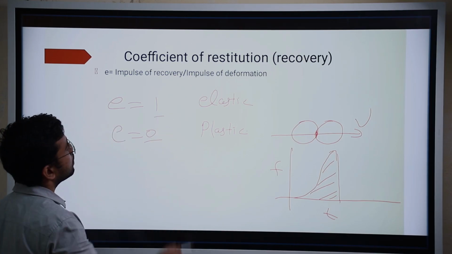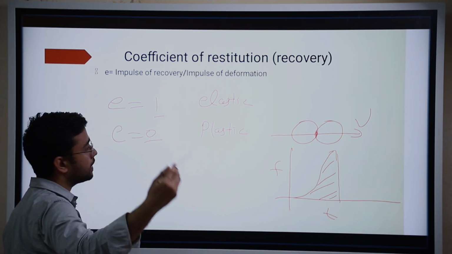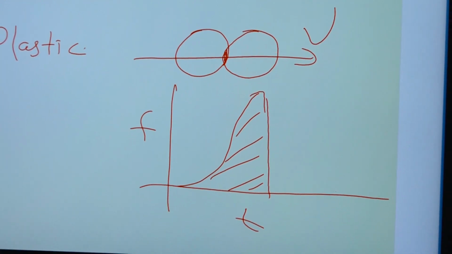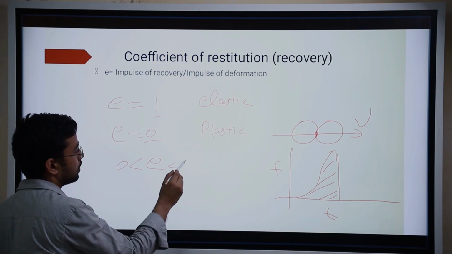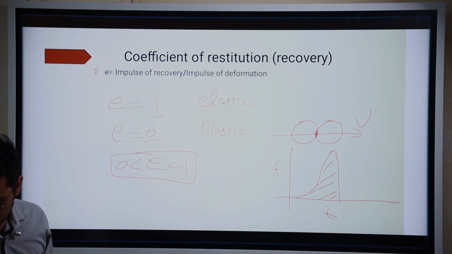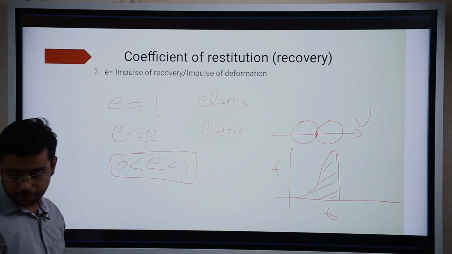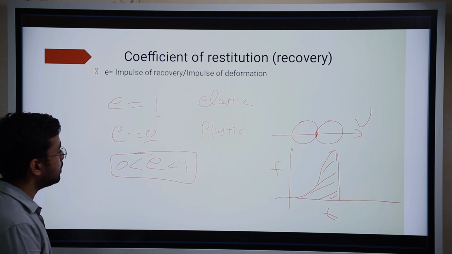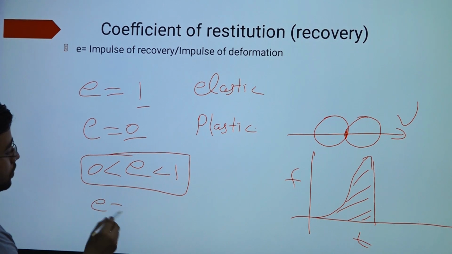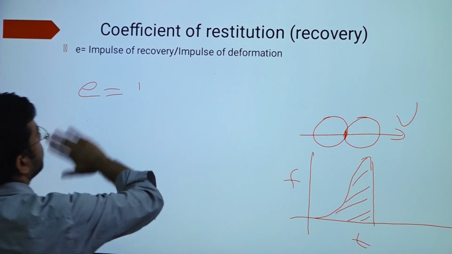Same here, elastic is 1, that I already explained, and for all other cases the value of E will be between 0 and 1, right? So that's what it is. Another formula of E you can directly find out from the first equation itself. Now let me tell you how to find out that formula.